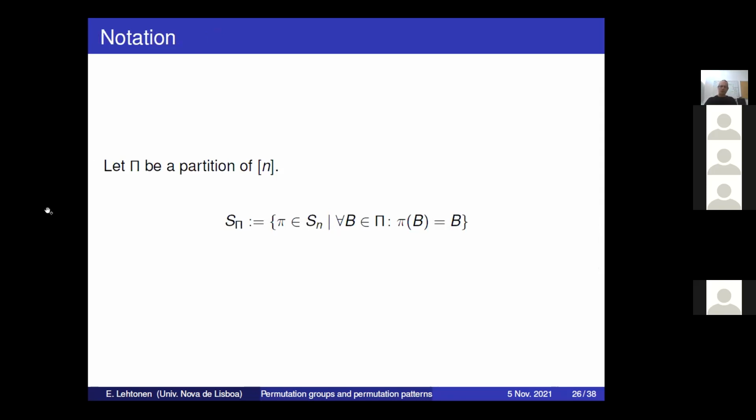In what follows, I'm going to use the following notation. If pi is a partition of n, I will denote by S subscript pi the set of all n permutations that map every block of pi into itself.